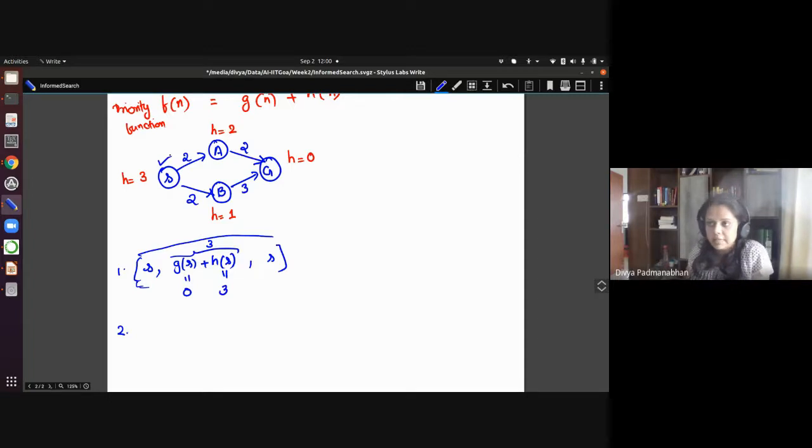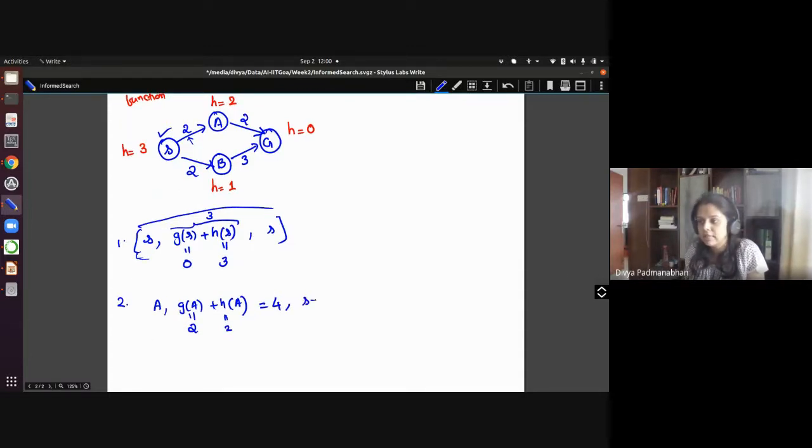Now there are 2 neighbors, A and B. So what you're going to push in is A, with G of A plus H of A. G of A is G of S, which was 0, plus this 2 written in blue, the actual cost of reaching A. So G of A is 2, and H of A is given as 2, the one written in red. Overall, you have a value of 4, and the path is SA. This is one entry in your queue.